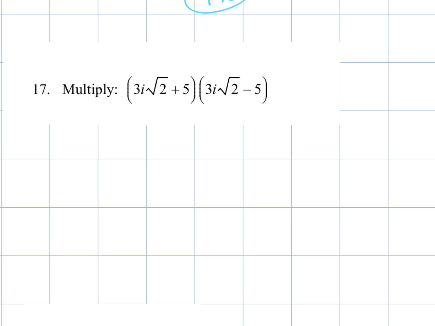Okay, again, we're multiplying it. It's not going to say to multiply in the quiz, but you notice there's no plus or minus in between your parentheses here.